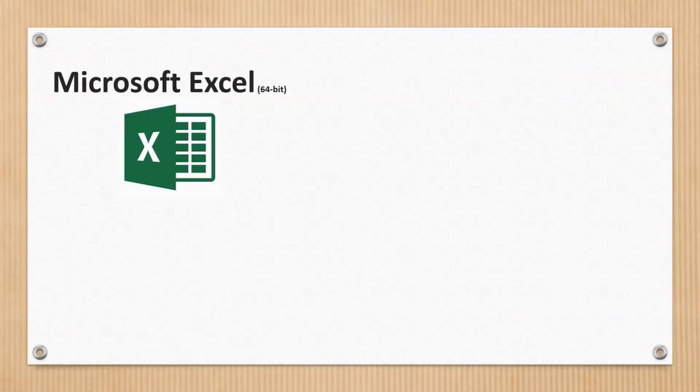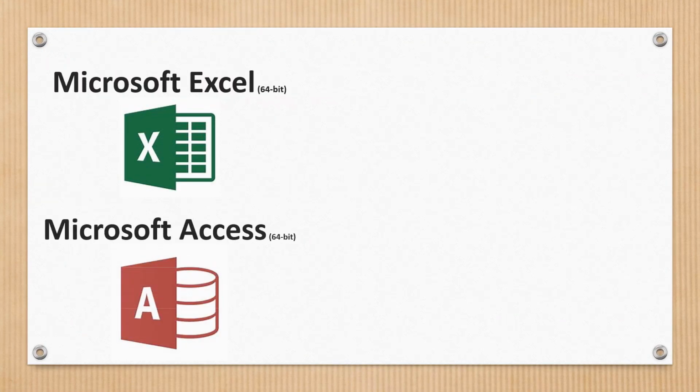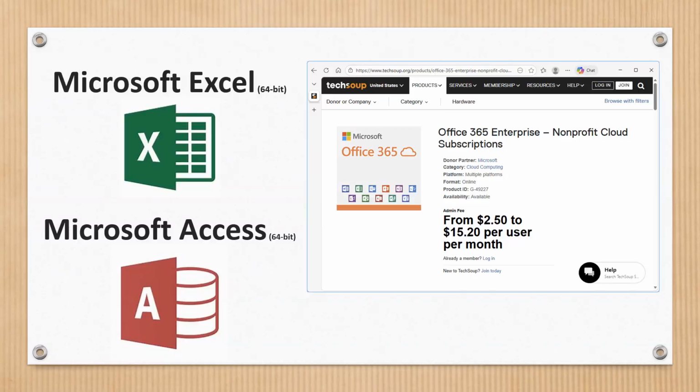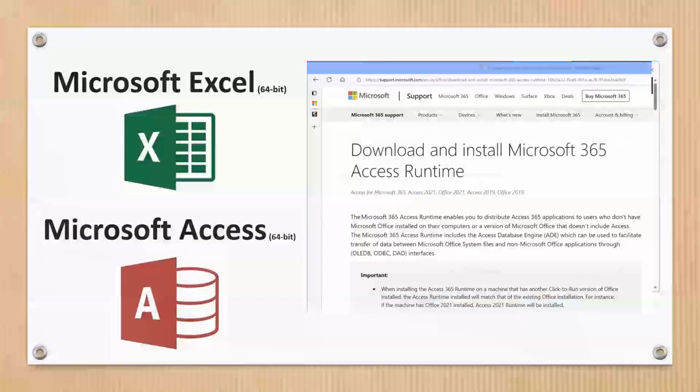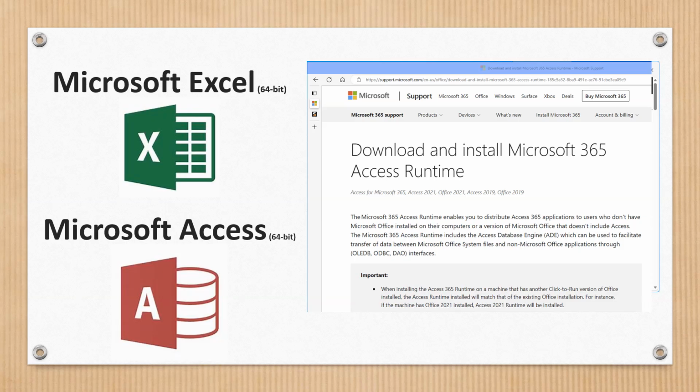Before you begin, make sure you have the 64-bit version of both Microsoft Excel and Access fully activated on your computer. Nonprofits can get amazing deals on Microsoft licenses at TechSoup.org. Make sure to select a license that includes Access. Alternatively, you can download a free runtime version of Access directly from Microsoft. But know that it does have limitations and a full license is preferred for at least one of your PCs.